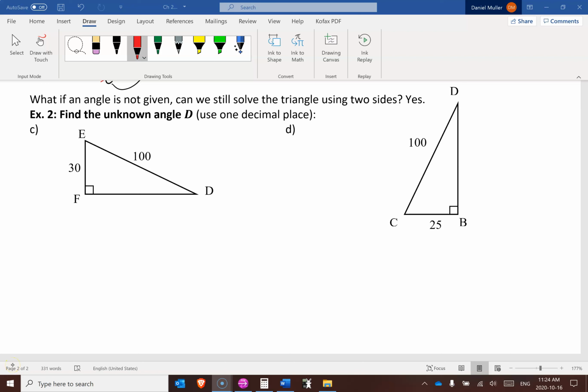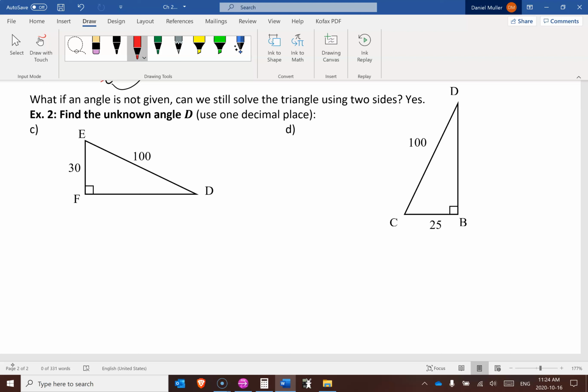All right, now what if the angle is not given? Can we still use a triangle to find an angle? Yes, we can, as long as we're given two sides. Remember I said there's going to be three pieces of information. I always will have to give you two.